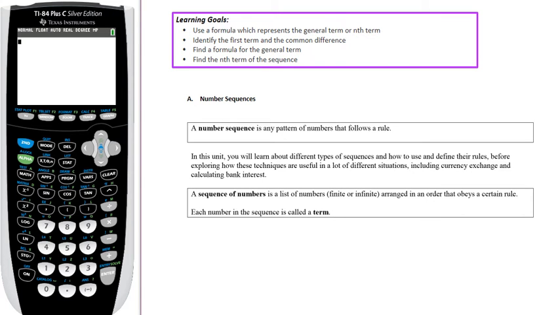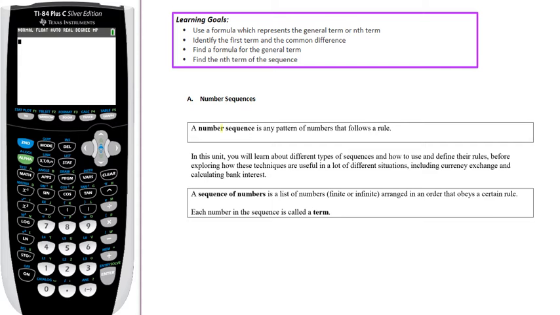Okay, welcome to Unit 2, Lesson 2. In this lesson, we're going to be introduced to the idea of arithmetic sequences. The goals here are to be able to use a formula to represent the general term, or the nth term, to identify the first term and the common difference, to find a formula for the general term, and to find the nth term of the sequence. That will all become a little more clear later in the video.